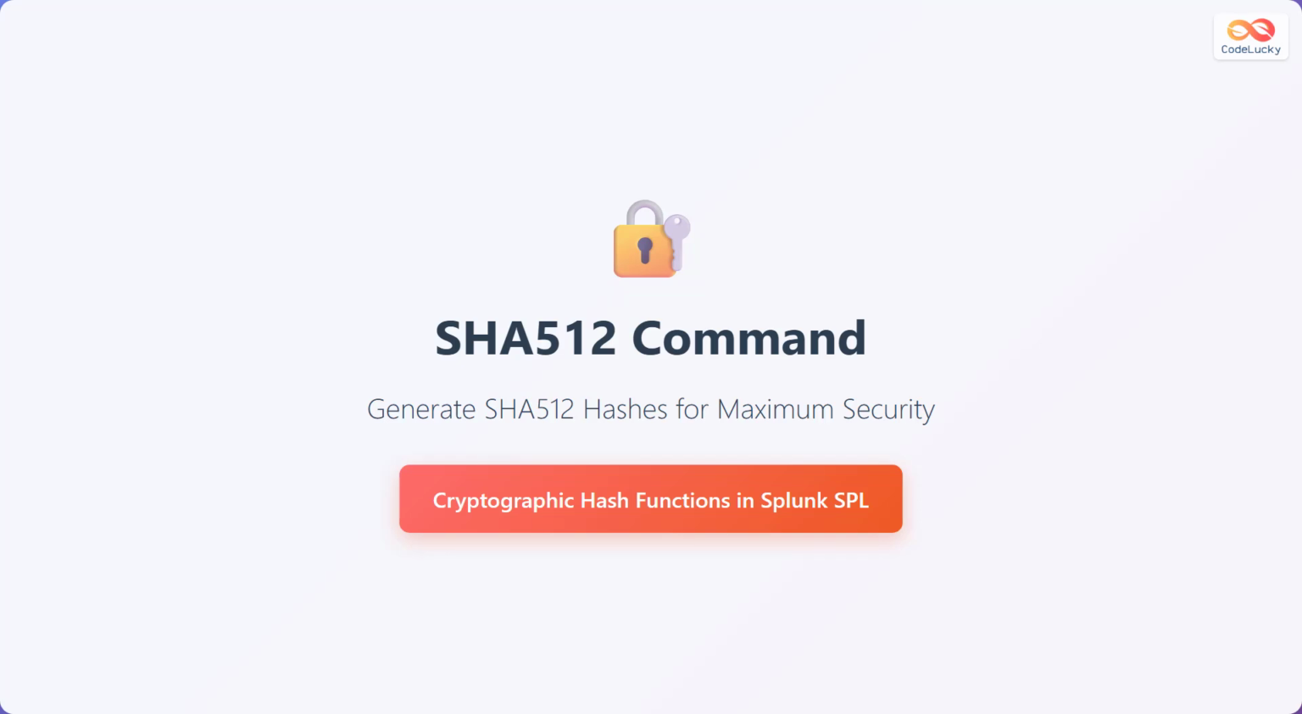Welcome to this comprehensive tutorial on the SHA512 command in Splunk SPL. SHA512 is a powerful cryptographic hash function that generates secure hash values for maximum security requirements. This command is essential for data security, integrity verification, and creating unique identifiers in your Splunk searches. Throughout this tutorial, we will explore how to effectively use SHA512 for various security applications in your data analysis workflows.